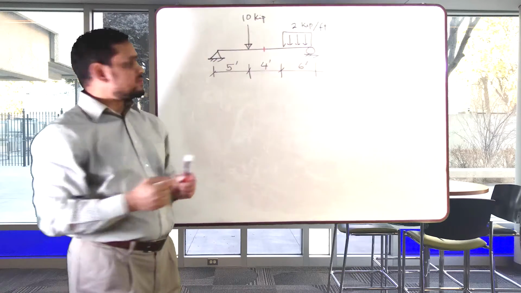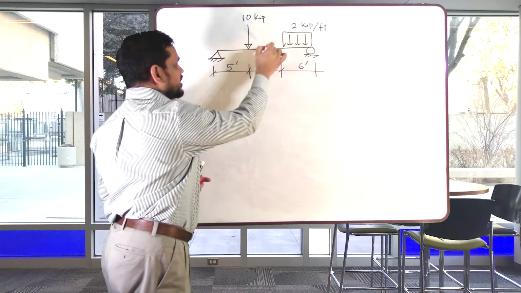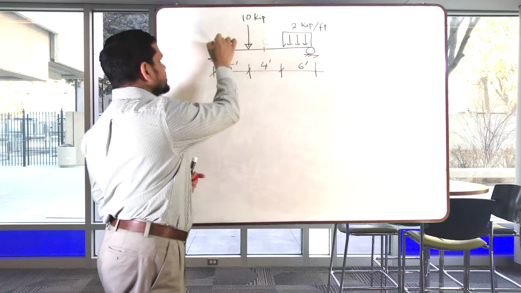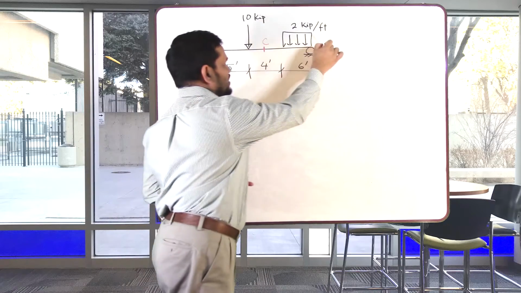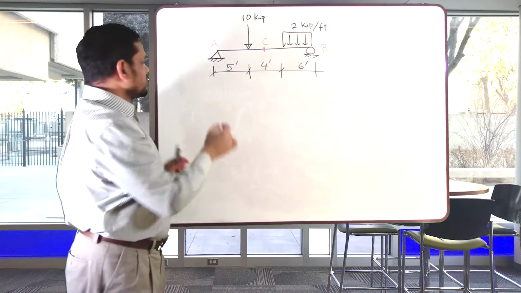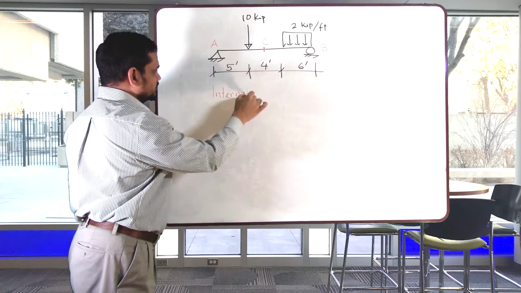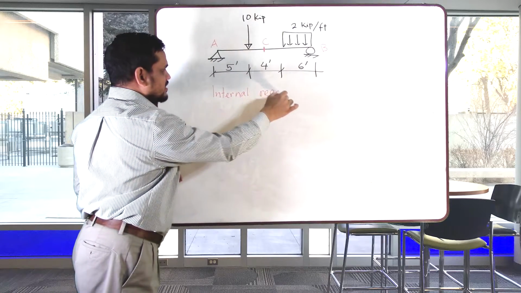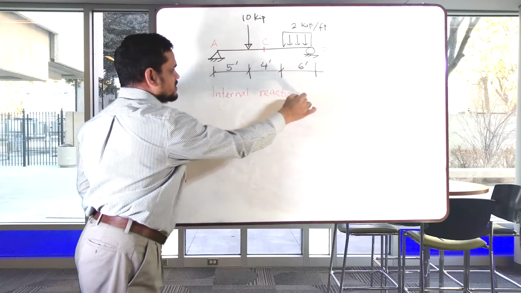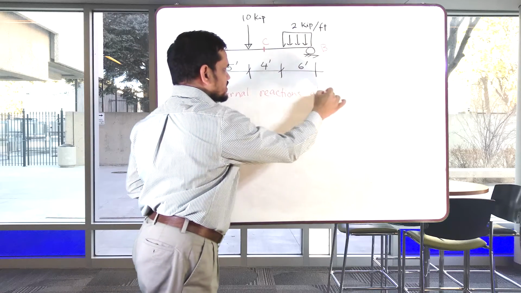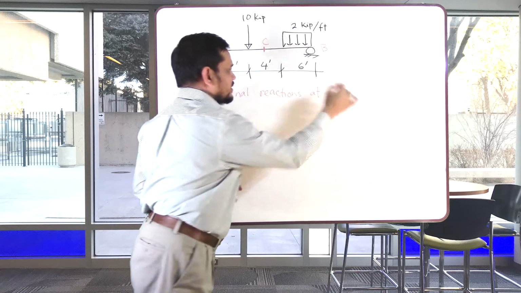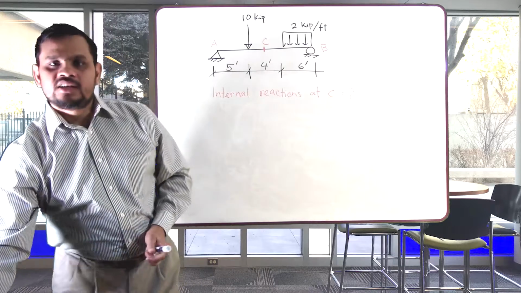That means at this point, say it is C, say this is A, and this is B. So the question is internal reaction at C. This is our question. What is the internal reaction at C?